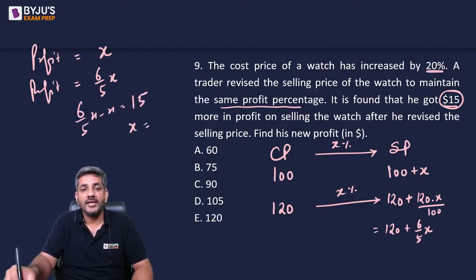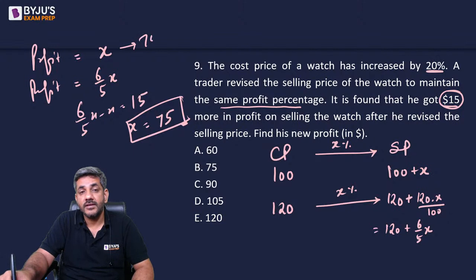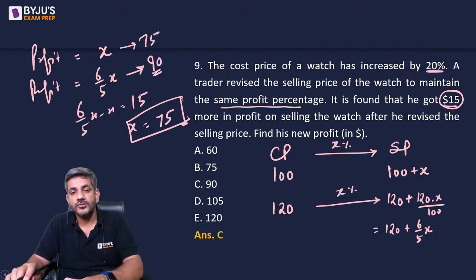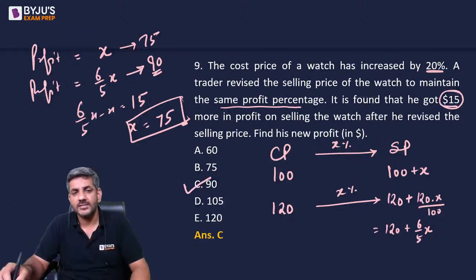So can I say X is equal to $75? That means previously his profit was $75. So what is his profit now? It is $90. So my right answer for this question should be option C. That makes it difficult.